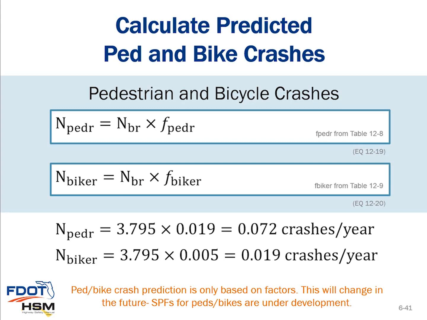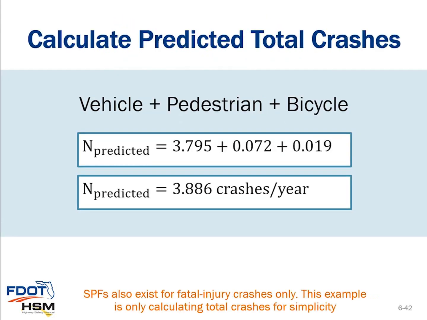0.019 crashes per year. So now we need to calculate the total predicted crashes, which is simply the sum of the motor vehicle crashes, the pedestrian crashes, and the bicycle crashes. You can see that all stated here, and that total predicted for all the different facility types is 3.886 crashes per year. So you can see as we step through this process, it's a bit more complicated than what we've done previously in chapters 10 and 11.